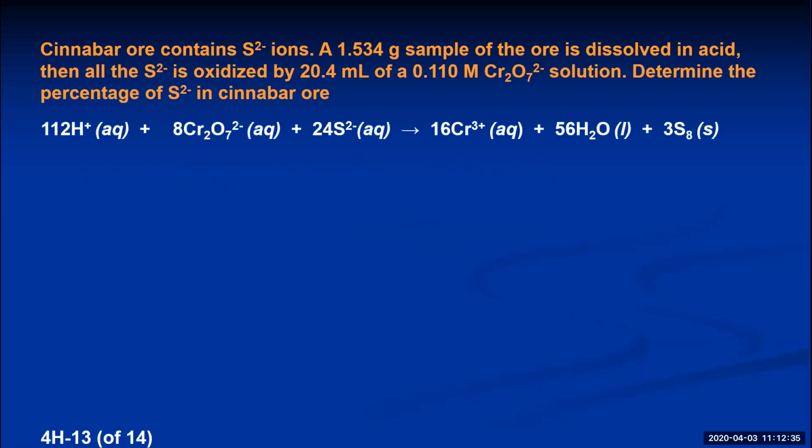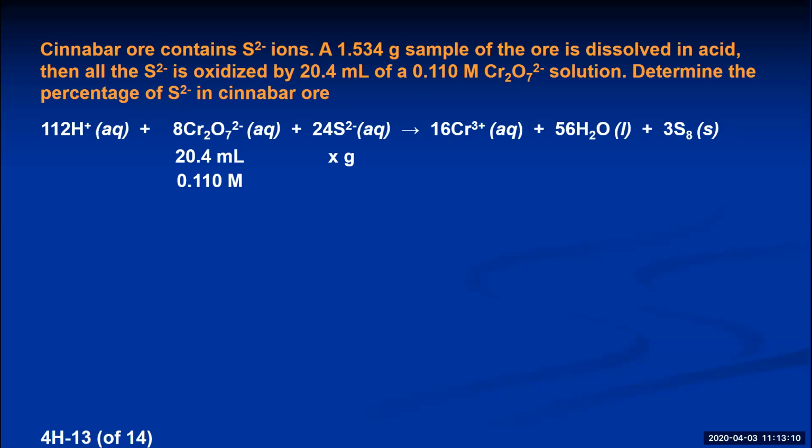So here's our balanced equation, and we're going to write down what's given and what we're trying to figure out. We used 20.4 milliliters of the dichromate ion solution. Its molarity was 0.110 molar. We're trying to solve for how many grams of sulfide there are. Why are we trying to solve for that? Once again, if you're trying to determine the percentage of sulfide in cinnabar ore, we need the mass of sulfide and divide it by the mass of the cinnabar ore. We already have the mass of the ore, so we need the mass of the sulfide, so that's what the titration is allowing us to solve for.